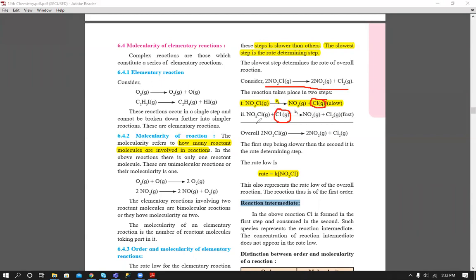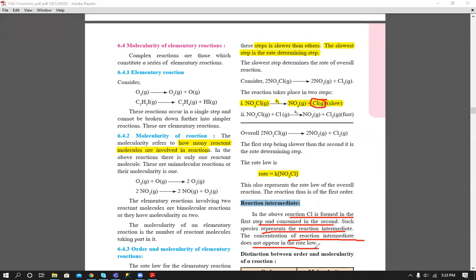Why? If we add these two reactions, this gets cancelled with this because both are on opposite sides. So how will you write the net reaction? By adding these two, the Cl cancels, and we get 2NO2Cl, NO2 gets added, giving 2NO2 and Cl2. So the definition: in the reaction, Cl is formed in the first step and consumed in the second. Such species represent the reaction intermediate. The concentration of a reaction intermediate does not appear in the rate law. A rate law does not contain the reaction intermediate.